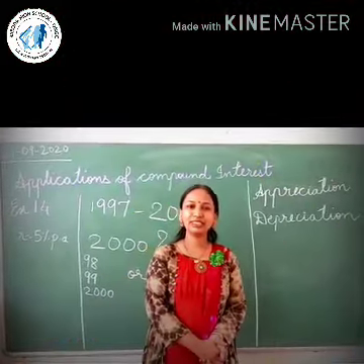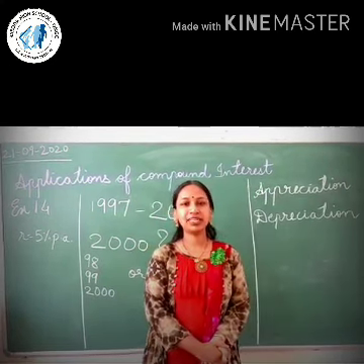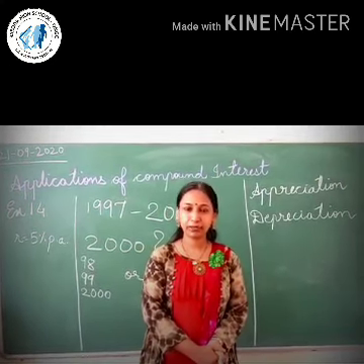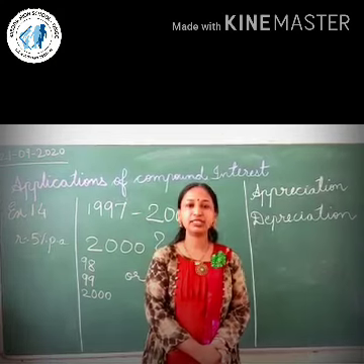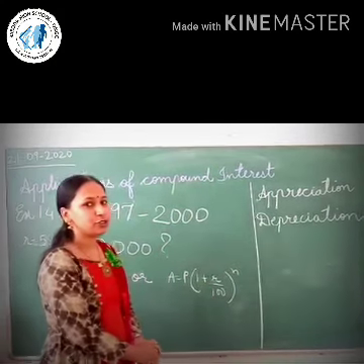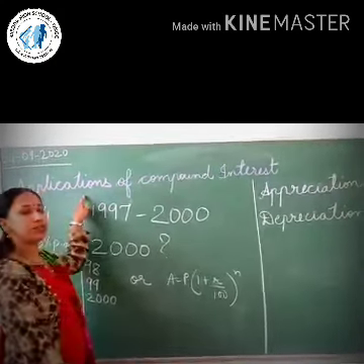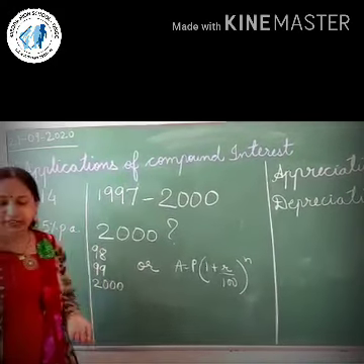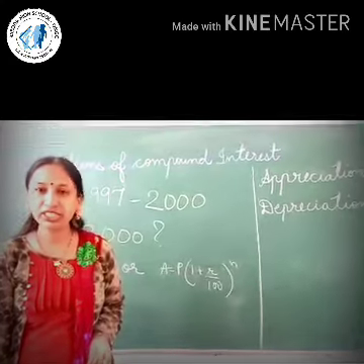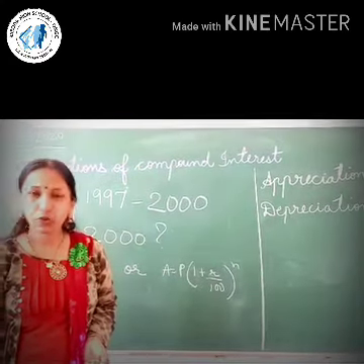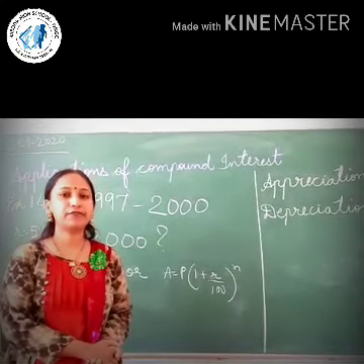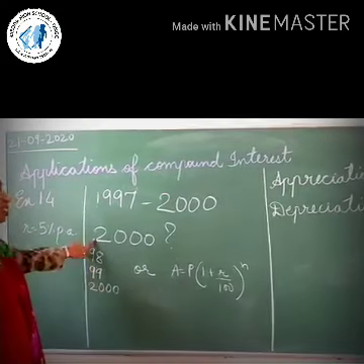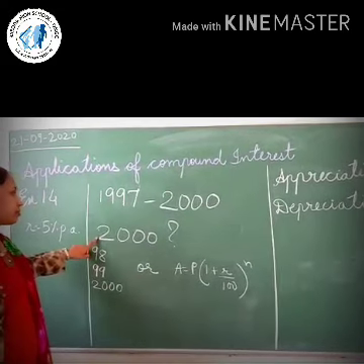Good morning, students. Now we are coming towards the last topic of chapter number 8, that is comparing quantities. We will see applications of compound interest. So first let us study example number 14. There it's given that the population in the year 1997 was 2000 and we have to find out the population for the year 2000.